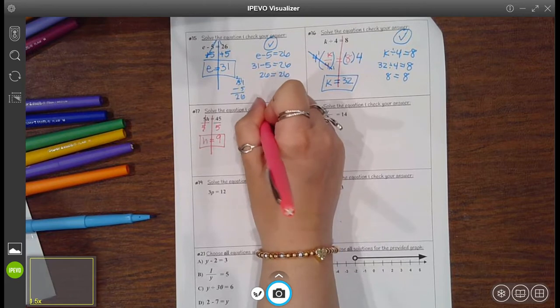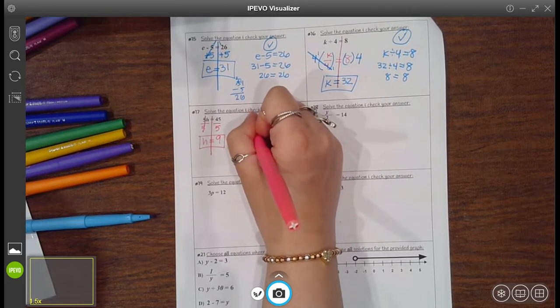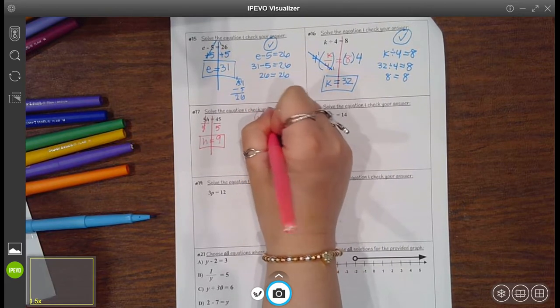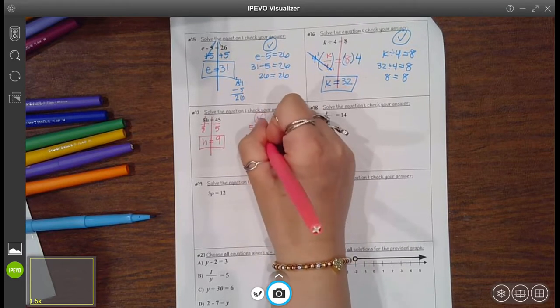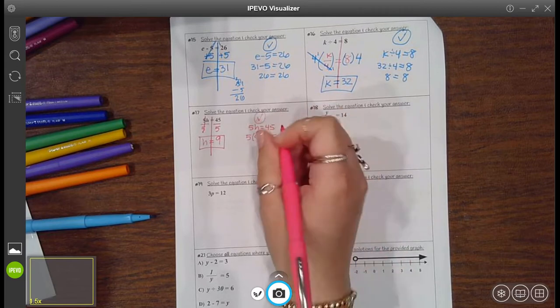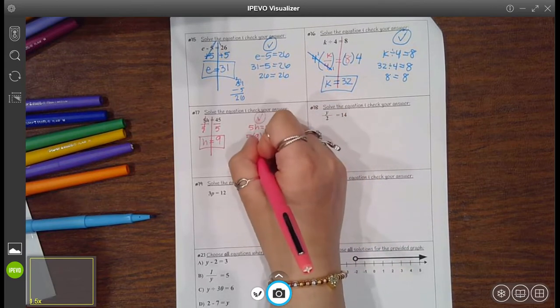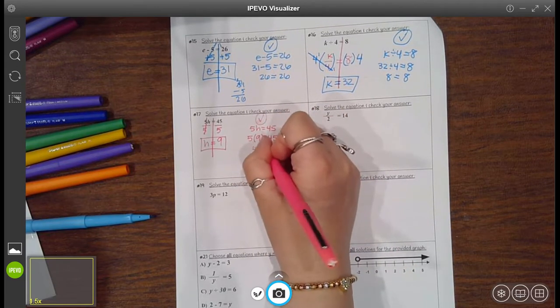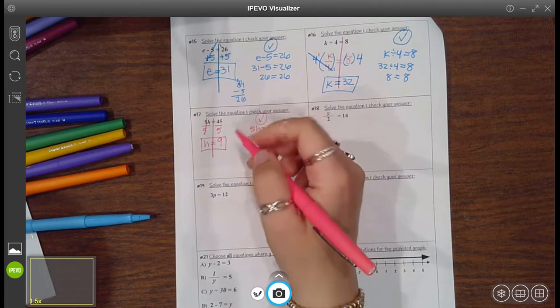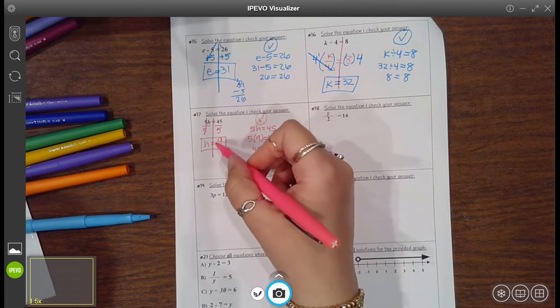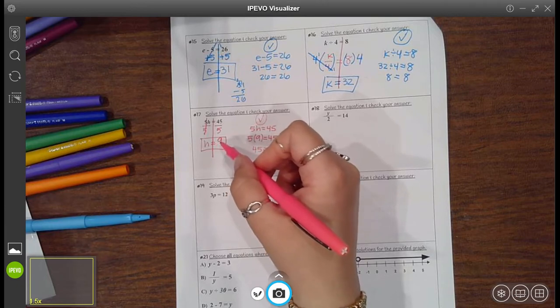Okay, we always want to check. Here's my original. Replace your variable with what you think the answer is. And then simplify. 5 times 9 is 45. Bring down your equals, bring down your 45, and you have a true statement. So then with confidence, you can write h equals 9 in the answer column because you know that that's the right answer.